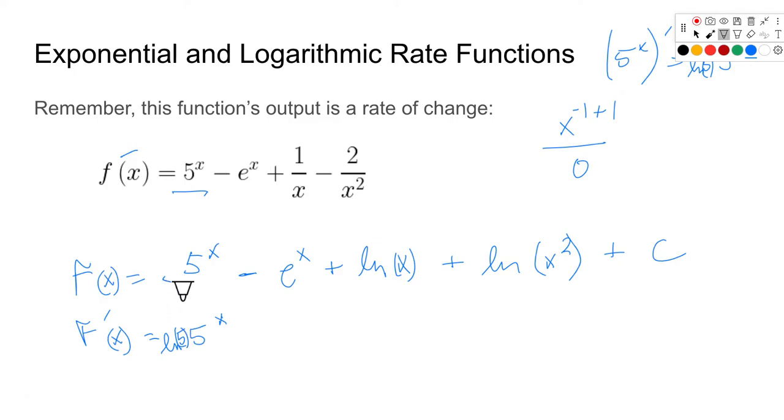I need to go fix this. I need to divide out the natural log of 5 so that it won't show up in the final. Natural log of 5. So then when I put that here, these guys cancel. Now I've got what I started with.